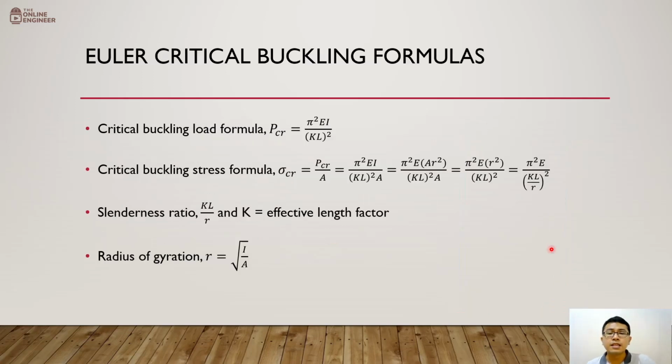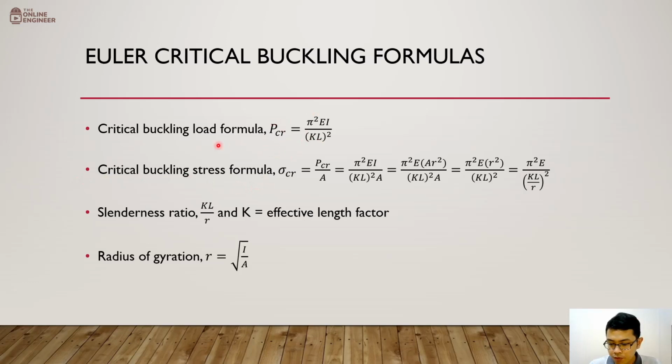Now, let's define some of the formulas that we are going to apply for the analysis of compression members in steel design. So we have over here the critical buckling load formula. That's PCR equals pi squared EI over KL squared. All right, we are familiar with E, that's the modulus of elasticity. I is the moment of inertia. K is the effective length factor. And of course, L is the unbraced length of our member. All right, that's the formula, pi squared EI over KL squared.